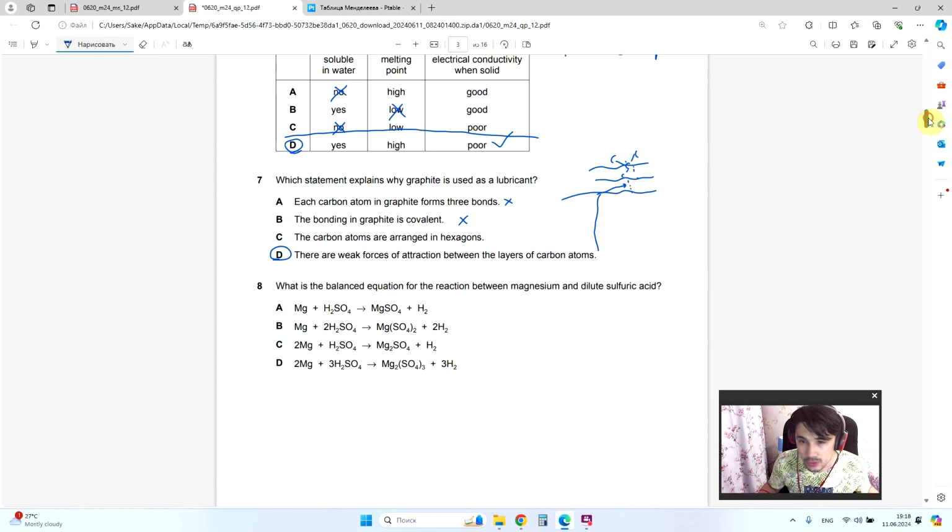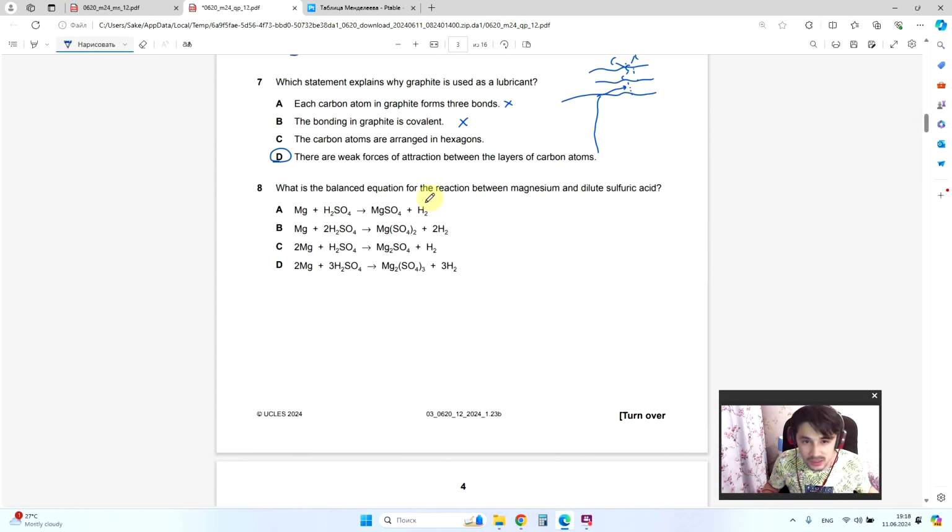All right, next question, question number 8. What is the balanced equation for the reaction between magnesium and dilute sulfuric acid? So what mistakes can you make? You can choose an option with an unequal number of atoms on both sides. So you need to find the balanced equation, and the formulas of substances should be correct.